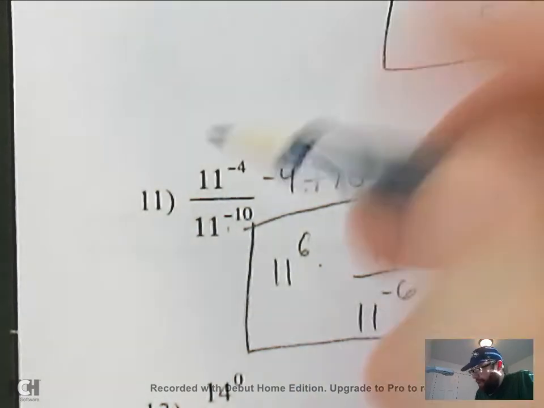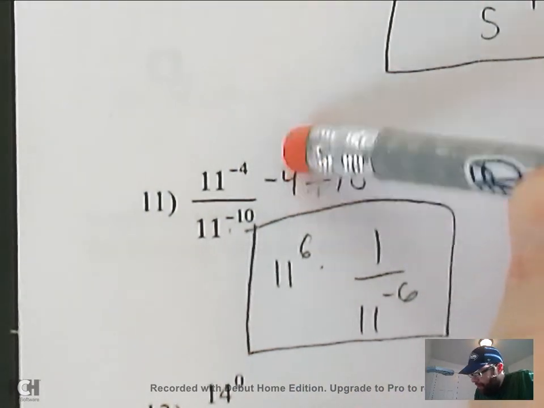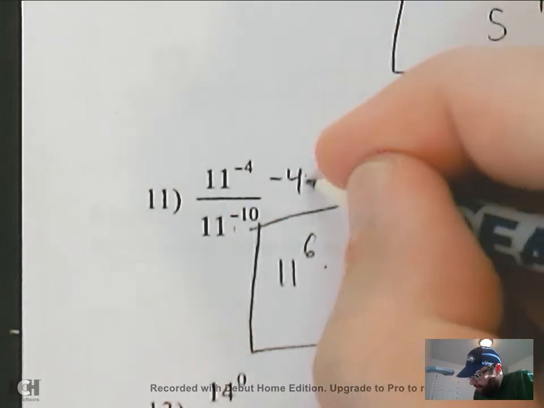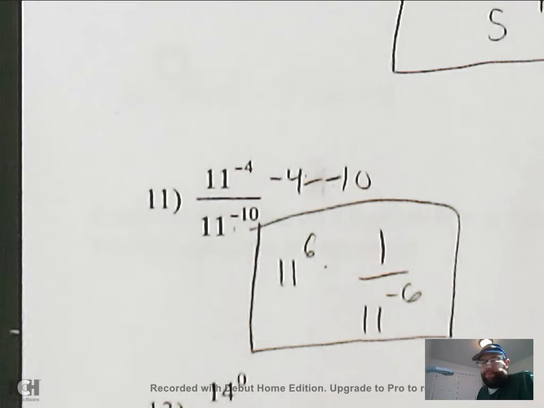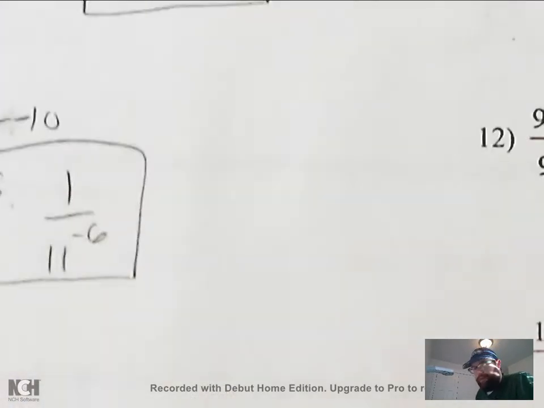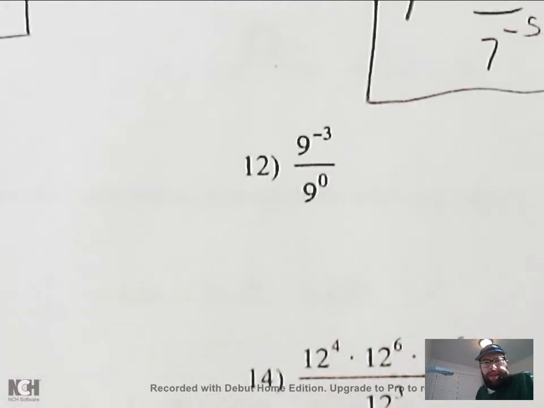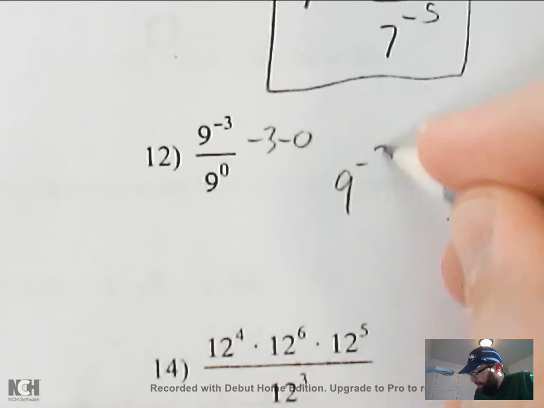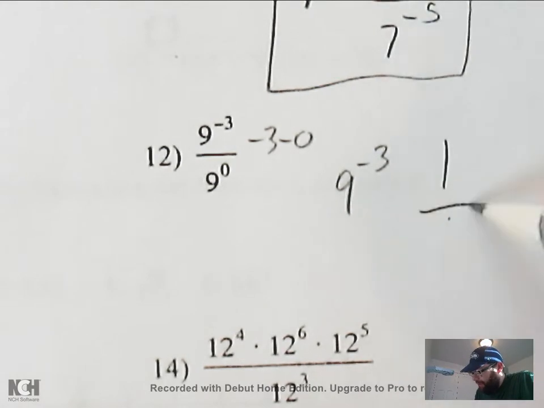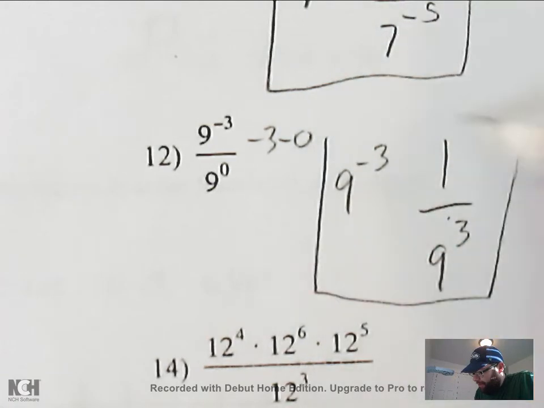Okay. Again, that was minusing a negative. Minus a negative, it turns into a plus, right? When you've got the neighboring signs right next to each other. And then this one, you'd have negative 3 minus 0, which is just going to be negative 3, right? So 9 to the negative 3. And then move it downstairs to become 1 over 9 to the 3rd. And that'd be your 2 answers.